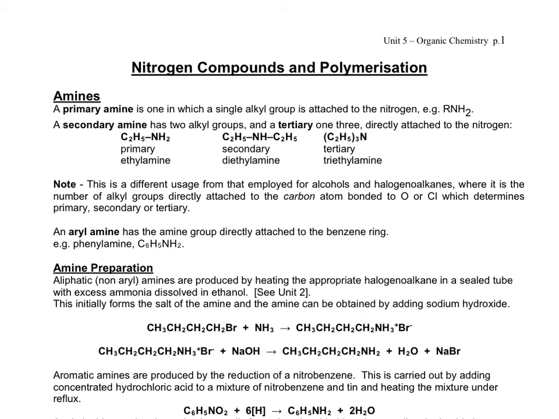This topic is about nitrogen compounds and a little bit of polymerization at the end as well. One of the key nitrogen compounds is something called an amine, and an amine is anything that has this group NH2 in it. They come as primary, secondary and tertiary, just like your alcohols come as primary, secondary and tertiary.